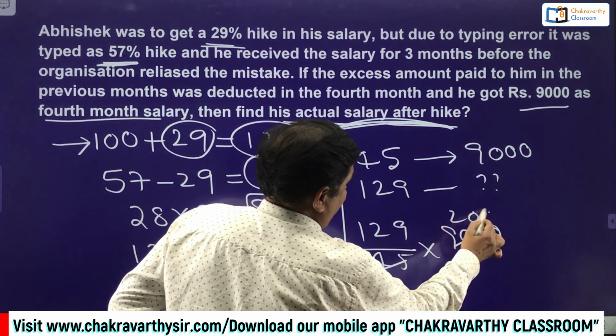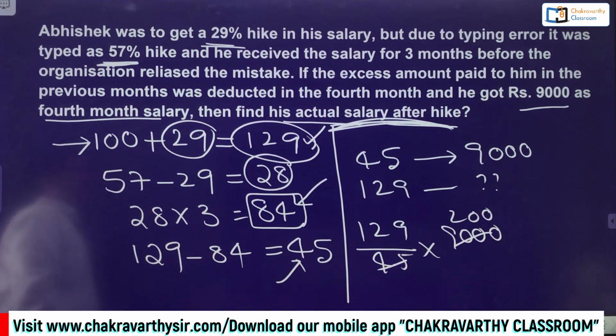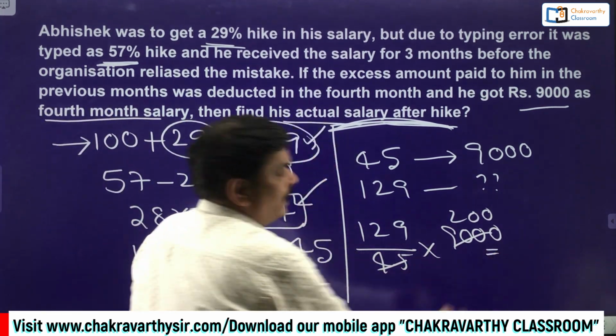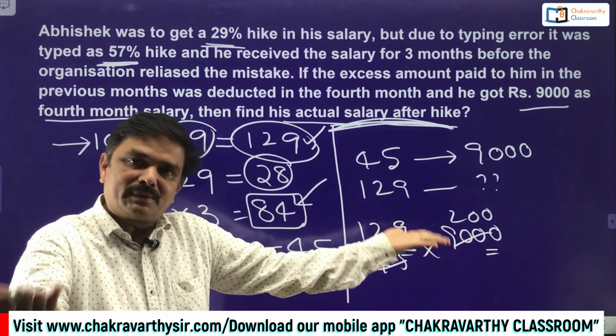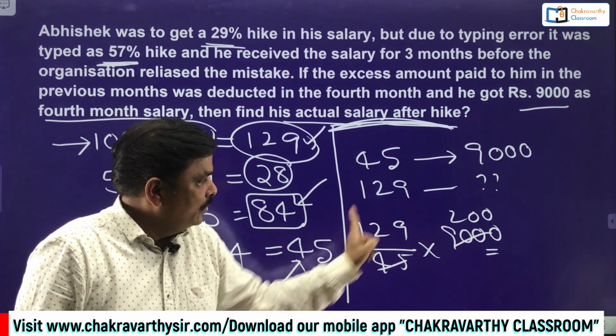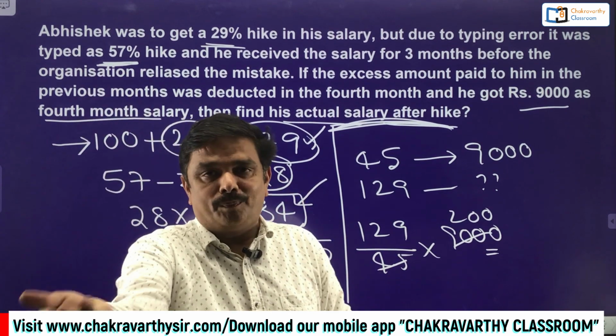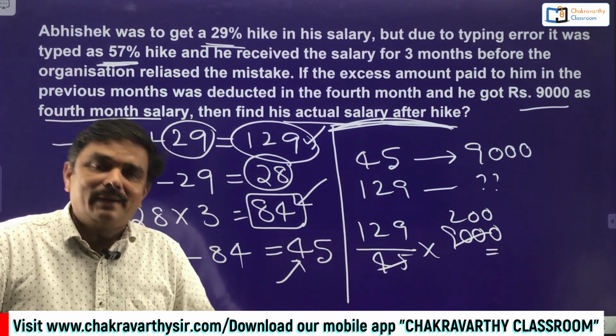This is 2 times and this is 200. Then 200, 129 into 200. How to do this one? Instead of doing 129 200 times or 2 times, let's take 129 into 2. I take 130 into 2. I'm increasing 2. After that we will deduct that.